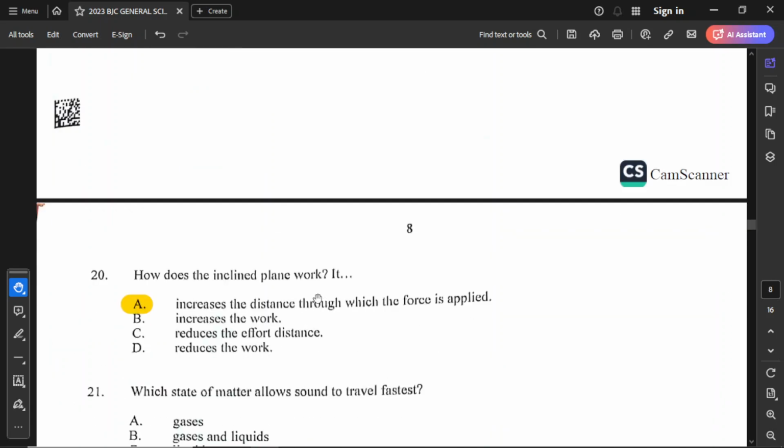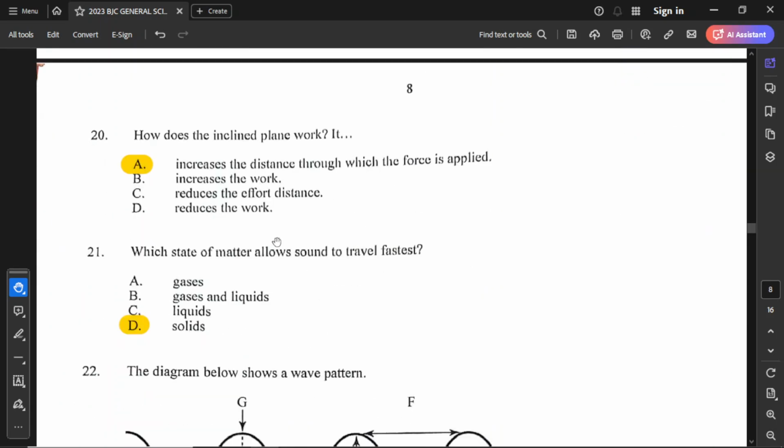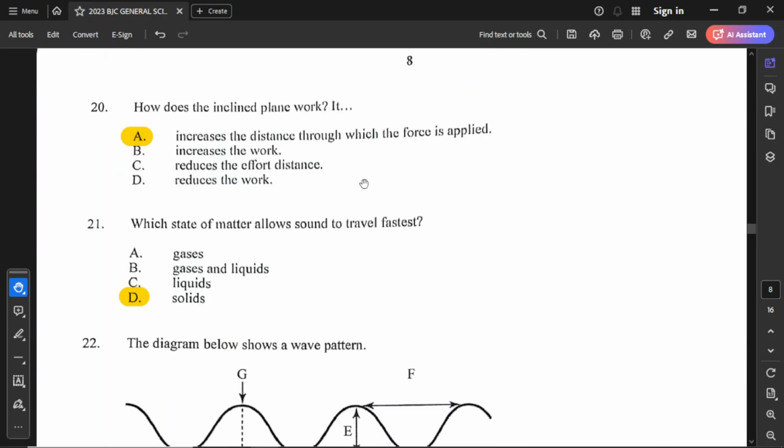All right, question number 20. It says, how does the inclined plane work? And really what it does is to increase distance. So you have a longer distance to travel, but however it reduces force, all right? So definitely A is the correct answer.